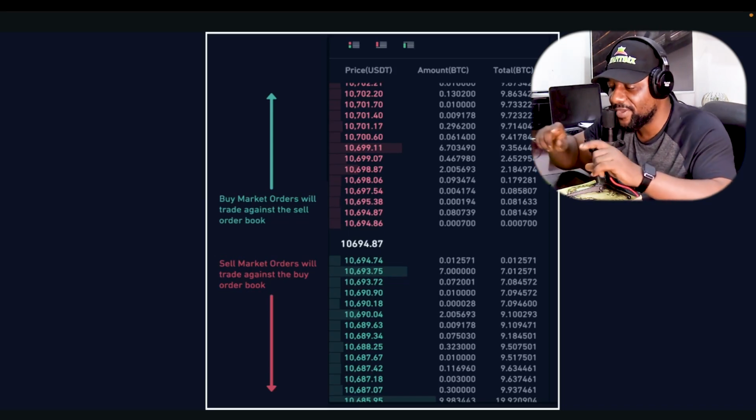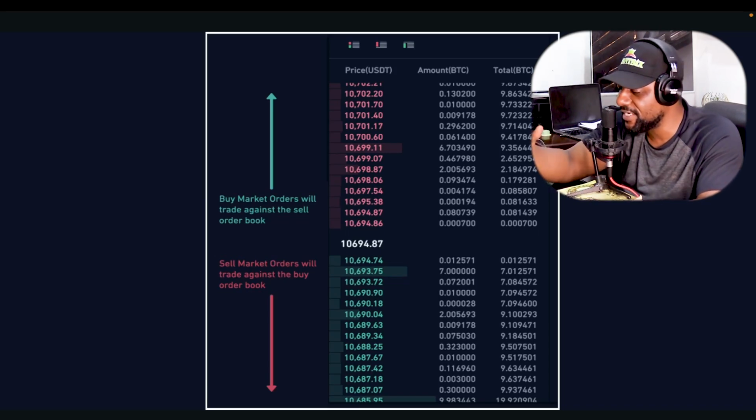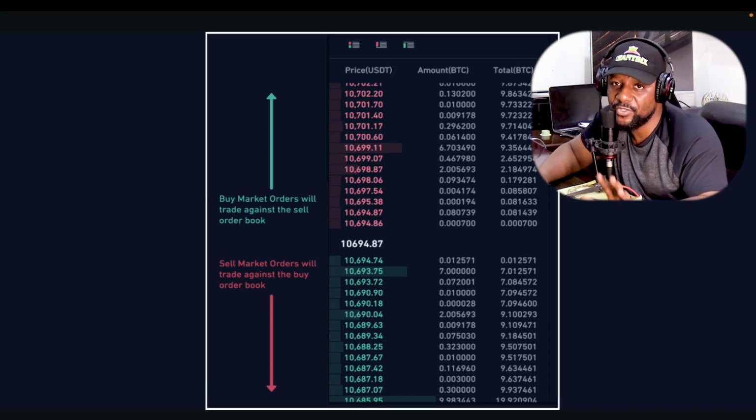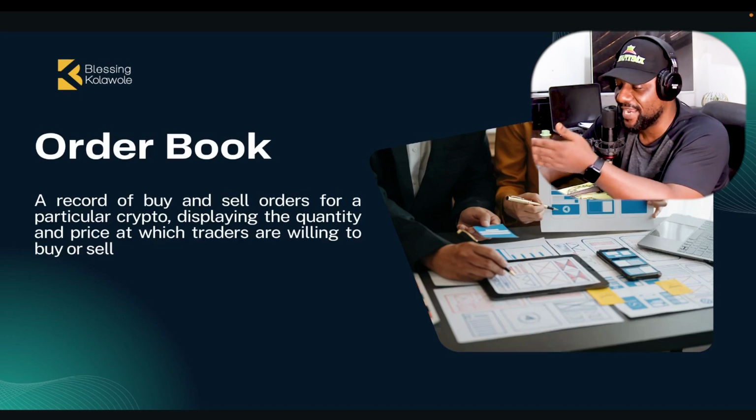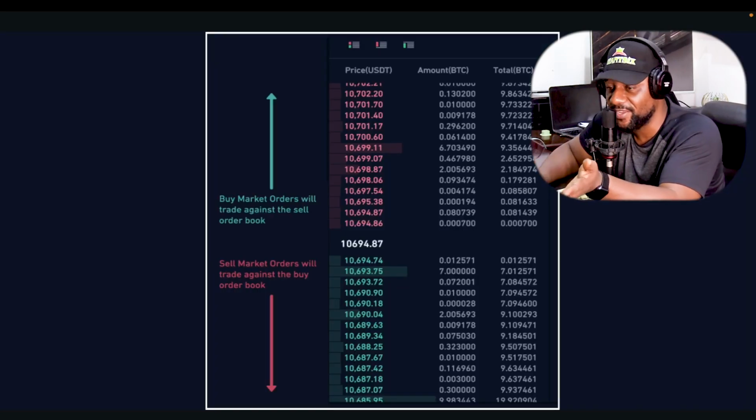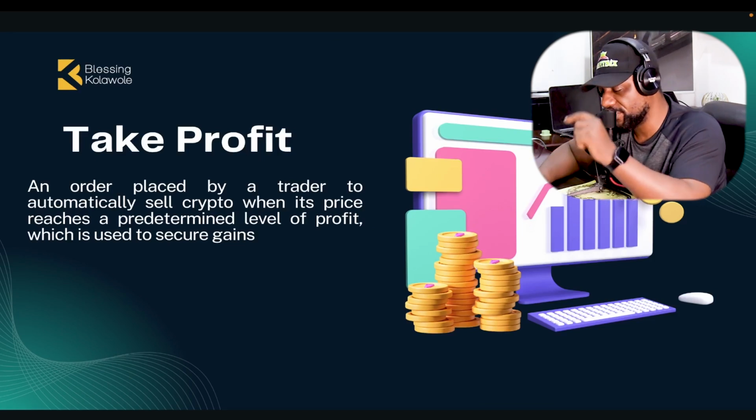So the way you are making your orders, if you are buying, if you are selling, everything will be written. When we get to the nitty-gritty, I will tell you all of this, but I just wanted you to be familiar with what the order book is and how it looks. I hope that's fair enough. Next is take profit.